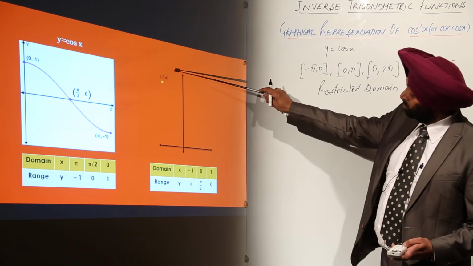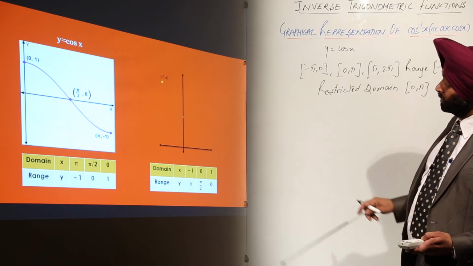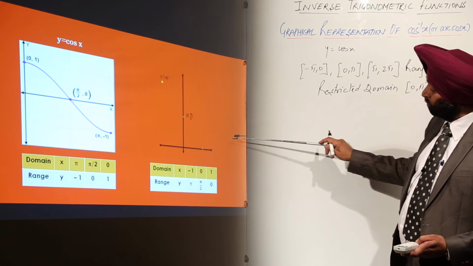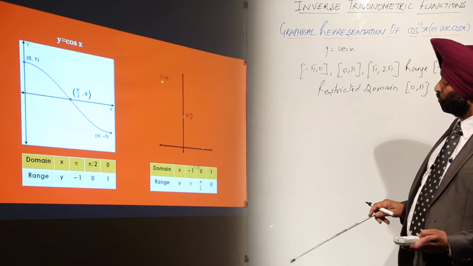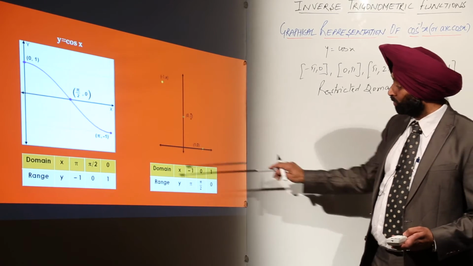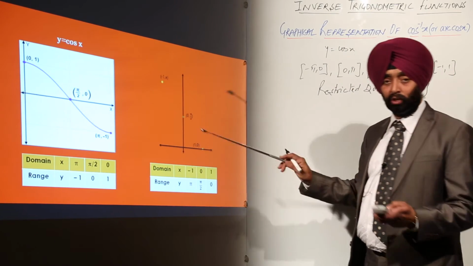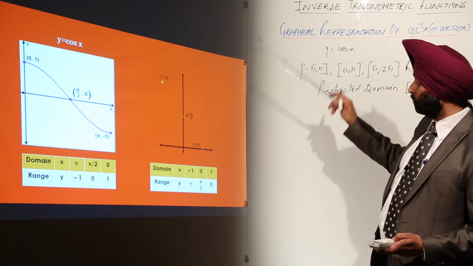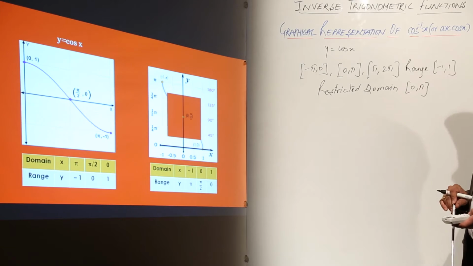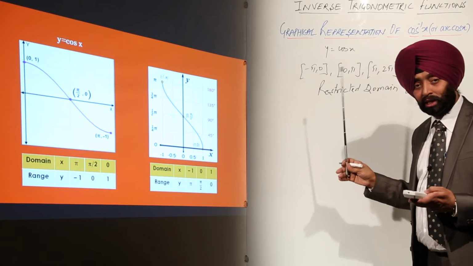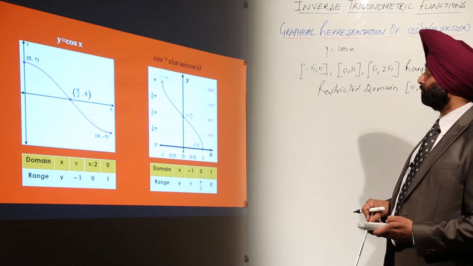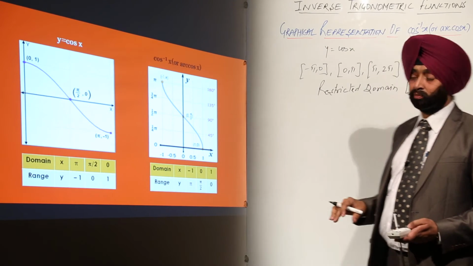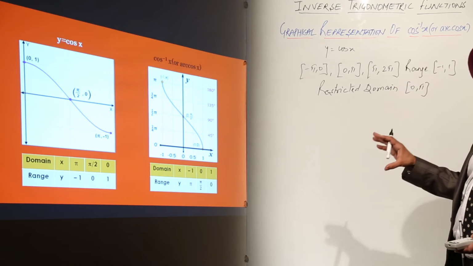Let's see what type of figure we are getting. Now it is (-1, pi), then here it is (0, pi by 2), and on the axis it is (1, 0). So we have plotted these points after changing domain to range and range to domain. Now this graph is for cos inverse x or arc cos x. Okay. So this is the graphical part.